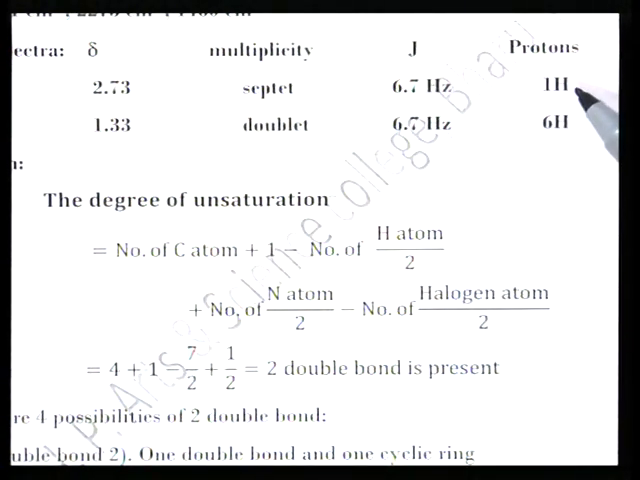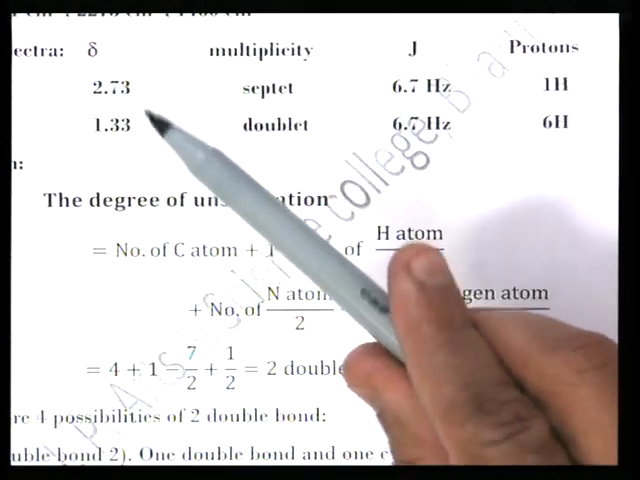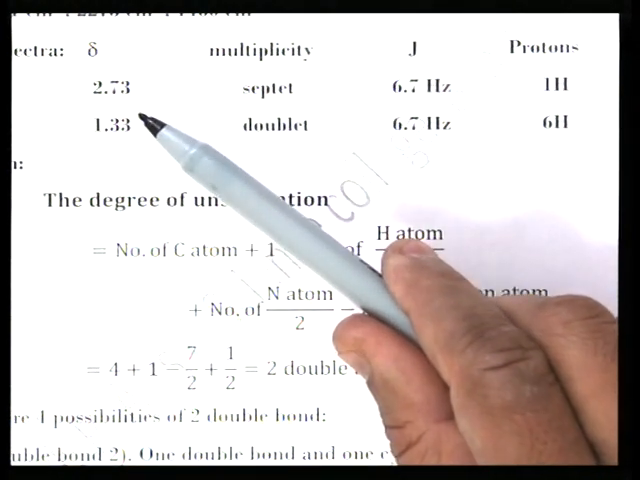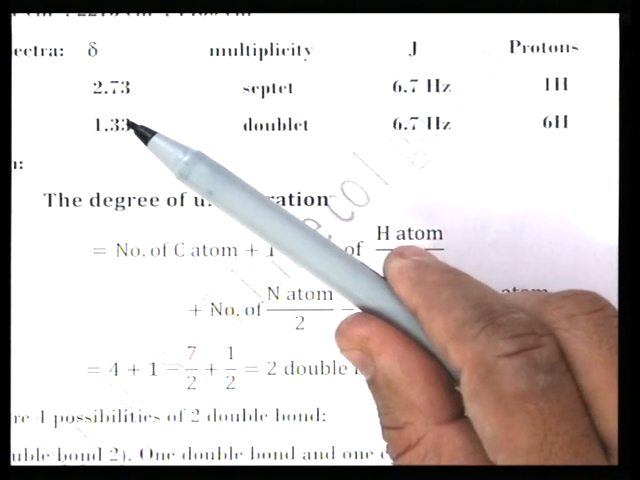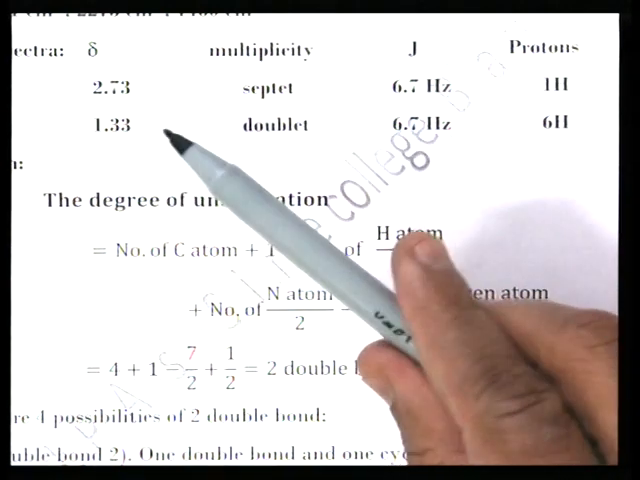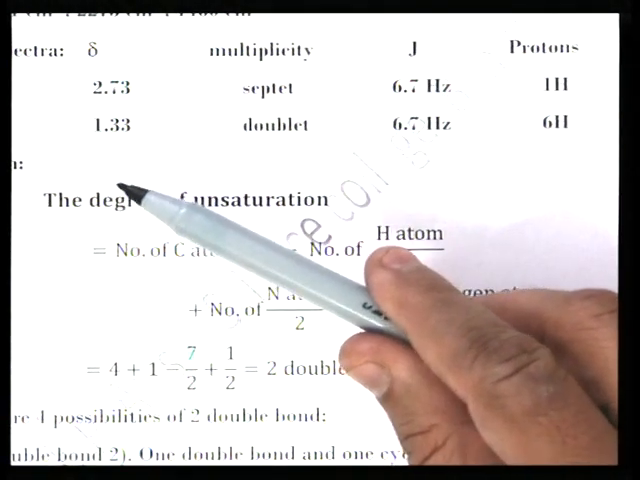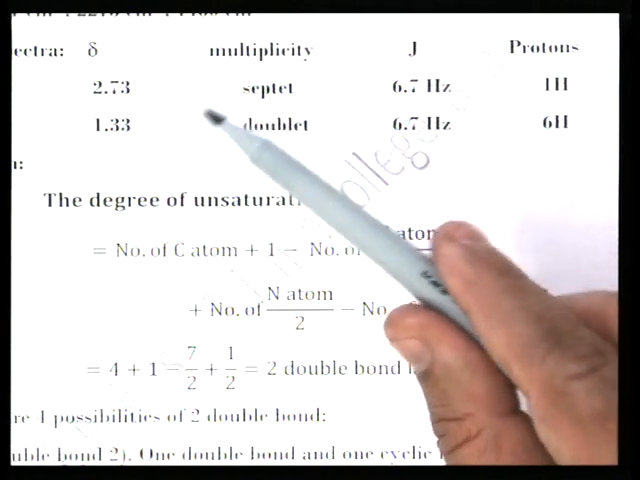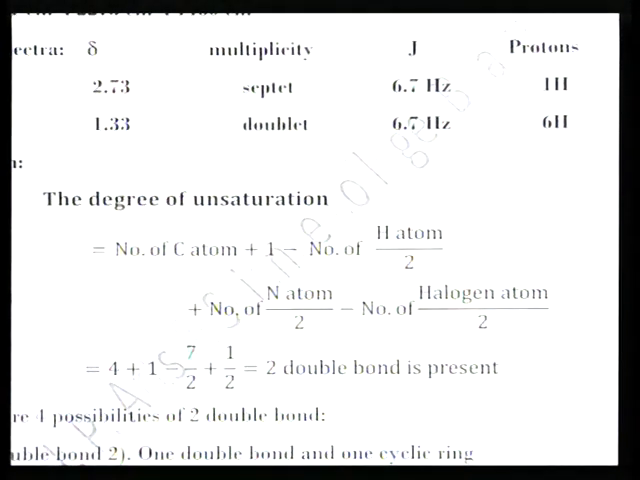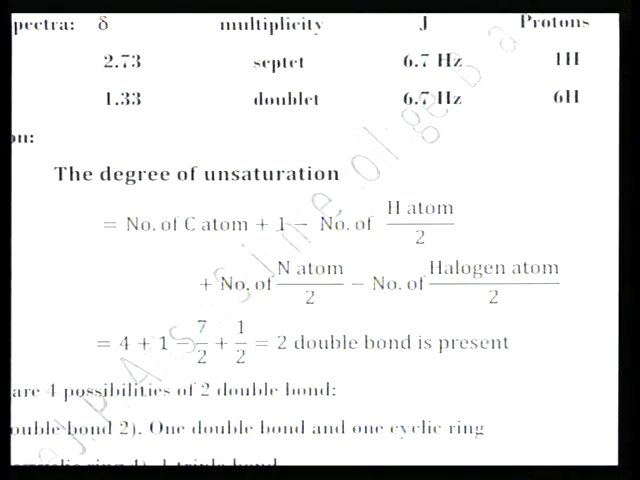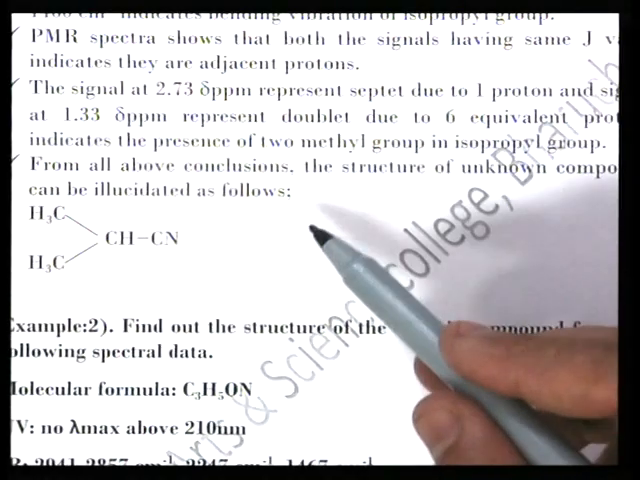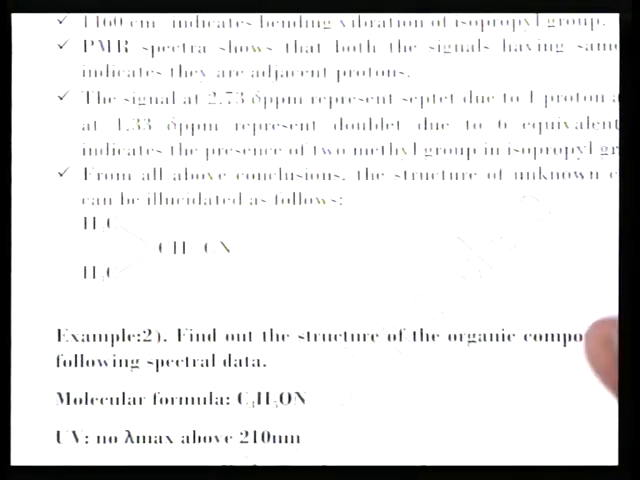The methine proton is attached to the nitrile group, which is why its delta value, the chemical shift, is higher due to deshielding. These 6 methyl protons are far away from the nitrile group, so their delta value is still lower compared to the methine proton. From all this discussion we can conclude that the structure of the unknown compound can be elucidated as follows. It is isopropyl nitrile.